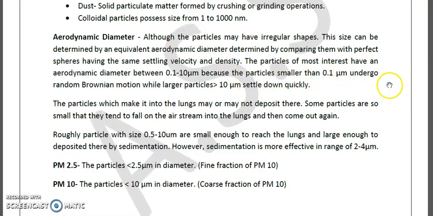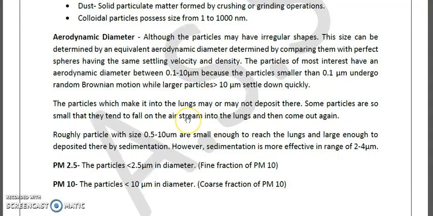This is because particles smaller than 0.1 micrometer can undergo random Brownian motion, while larger particles of size more than 10 micrometers settle so quickly. The particles which make it into the lungs may or may not deposit there. Some particles are so small that they tend to follow the air stream into the lungs and then come out again when you breathe out. Roughly, particles with a size range of 0.5 to 10 micrometers are small enough to reach into the lungs and large enough to be deposited there by sedimentation. However, they ask this question: sedimentation of aerosol particles is more effective in the range of 2 to 4 micrometers.